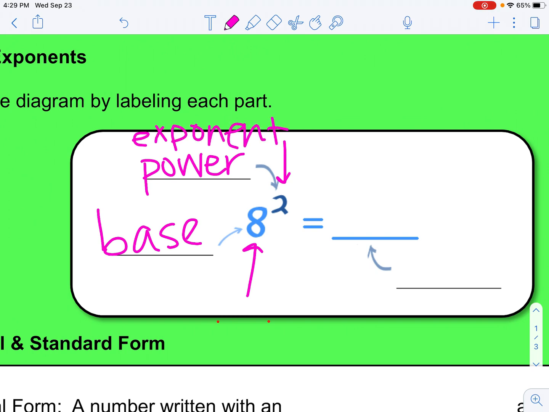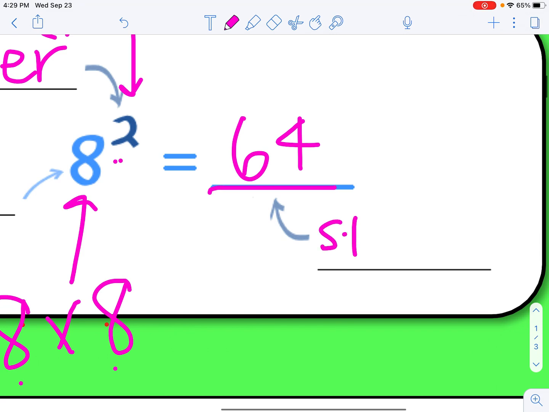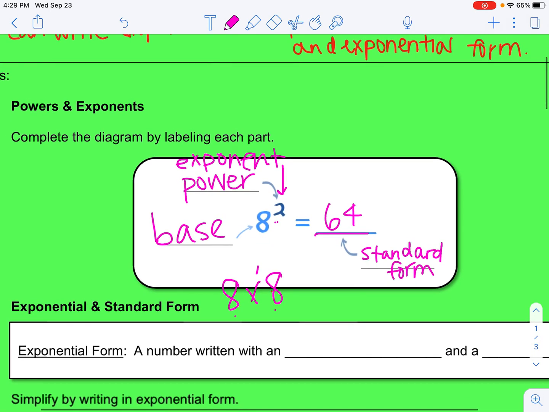What that is saying is I am taking 8 times itself twice. So I'm doing 8 times 8, and we know 8 times 8 gives us 64. This answer right here that we just did is in standard form. So you can go ahead and label our diagram.